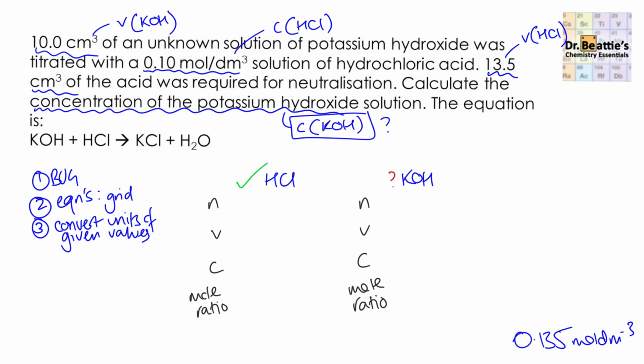Let's convert units of any given values. Our volumes are in centimeter cubed, and they do not match the volumes in the concentration, so we're just going to have to change them. It's decimeter cubed by dividing by 1,000.